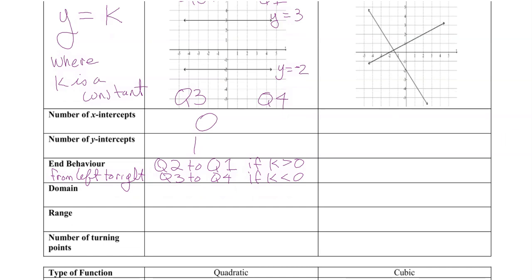It could also be the line y equals 0. The line y equals 0 is also known as the x-axis, right? So the x-axis, we're all familiar with, actually has an equation. Its equation is y is equal to 0.